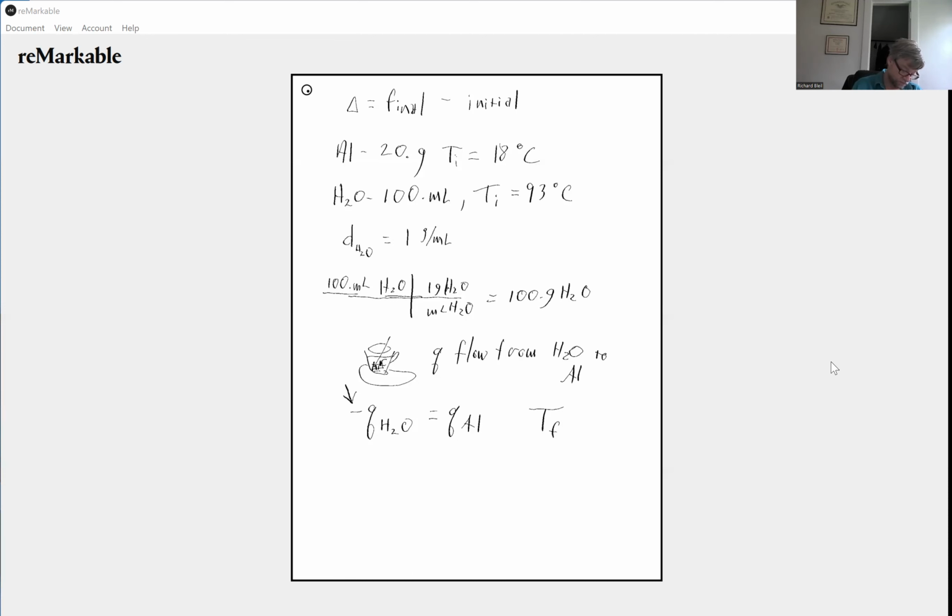So now, remember, delta T is T final minus T initial. That's delta T. It's equal to the mass of the aluminum, the heat capacity of the aluminum, like this. This becomes our equation. Notice that there's no Q in it because the Q cancels. I mean, the Q is right here.